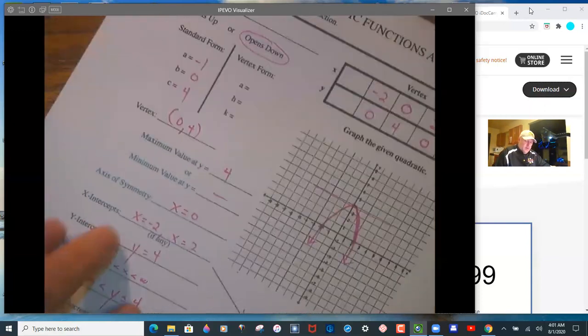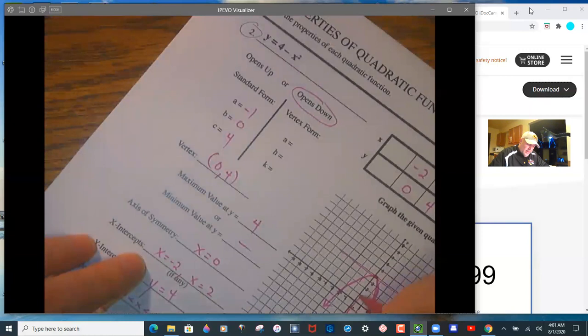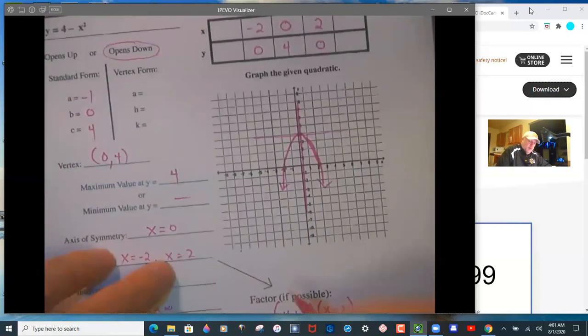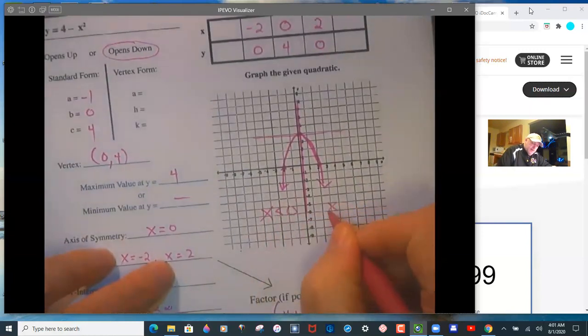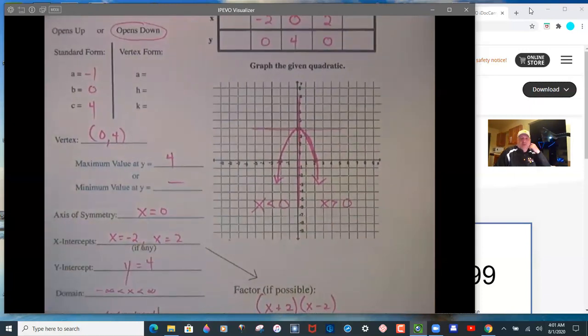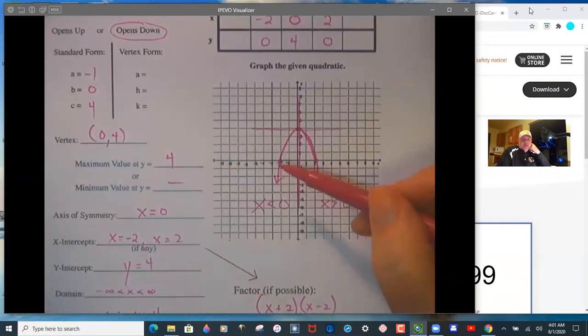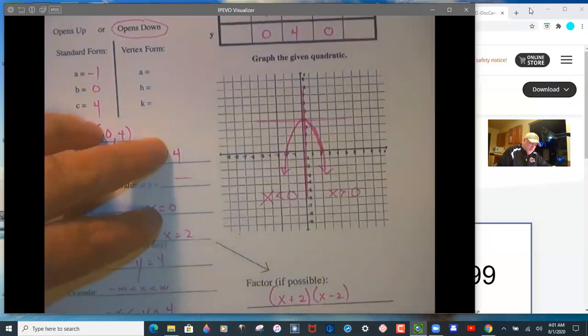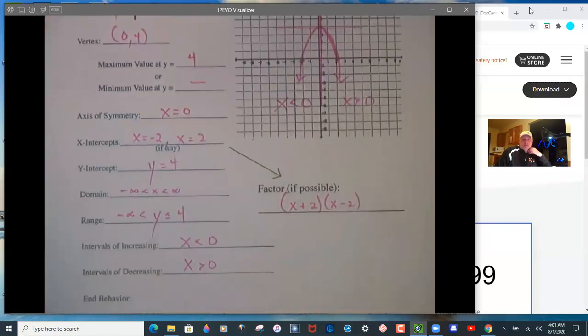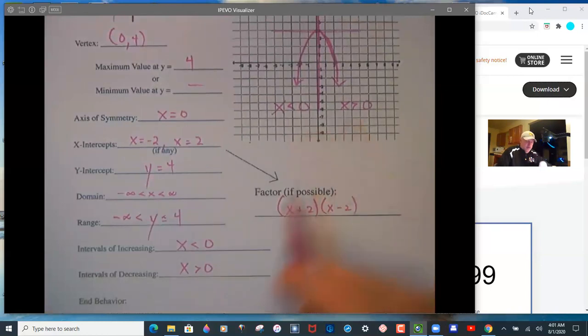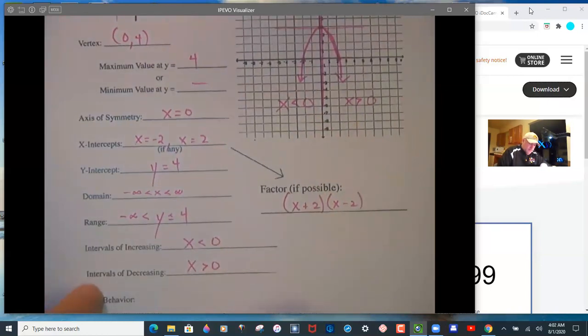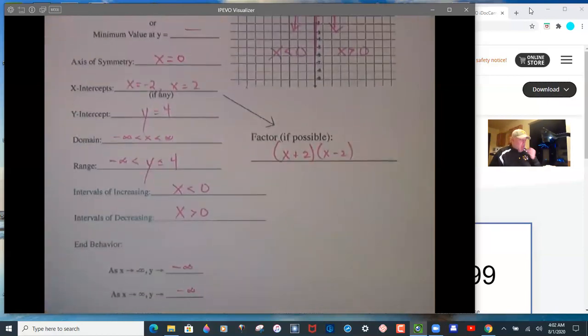Intervals of increasing. So we put a vertical line through the vertex, and the left side is less than 0, the right side is greater than 0. But you need to figure out what is it. Trace it left to right. Okay, so I'm increasing for x is less than 0 and decreasing for x greater than 0. End behavior. Where are the two ends of the graph going? They're going down. This will be pretty easy to do once you do a lot of these problems.